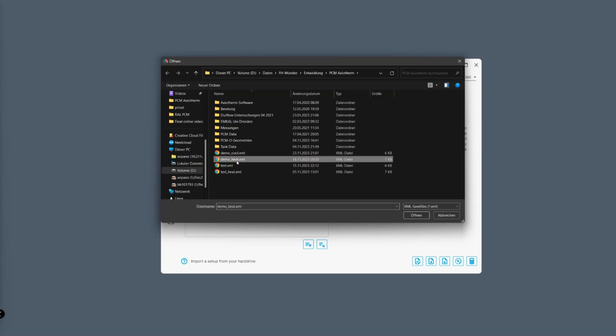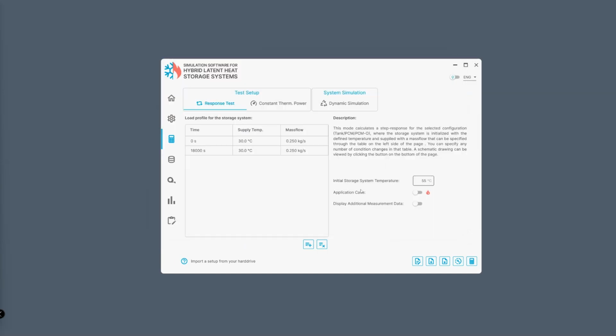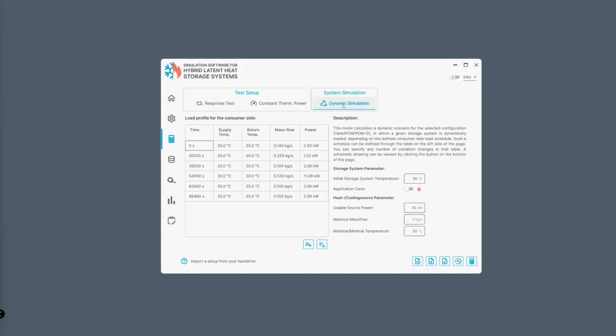Here is my example schedule for this building, and as already shown, we have an energy demand over daytime which varies between 3 kilowatts during nighttime and up to 11 kilowatts. I initialize the tank storage system with 30 degrees Celsius, which is, as you see here, too cold to deliver the supply temperature for the floor heating system.